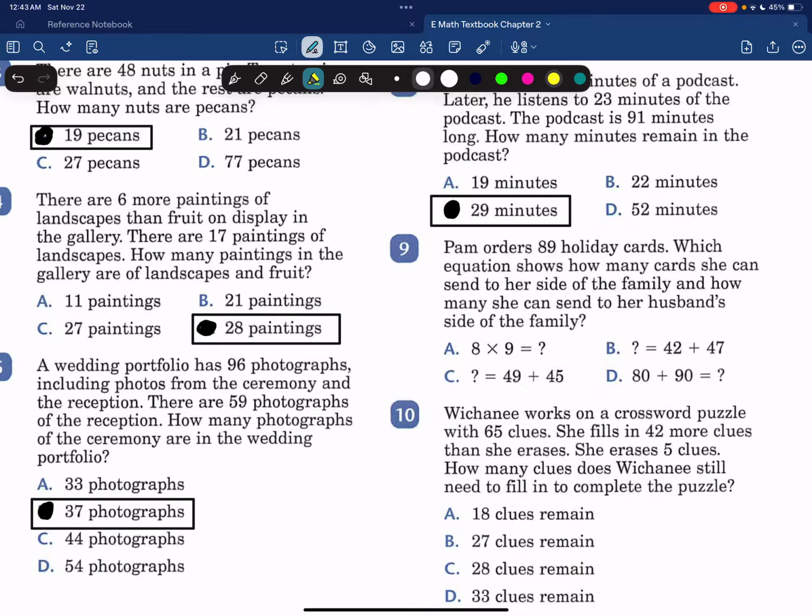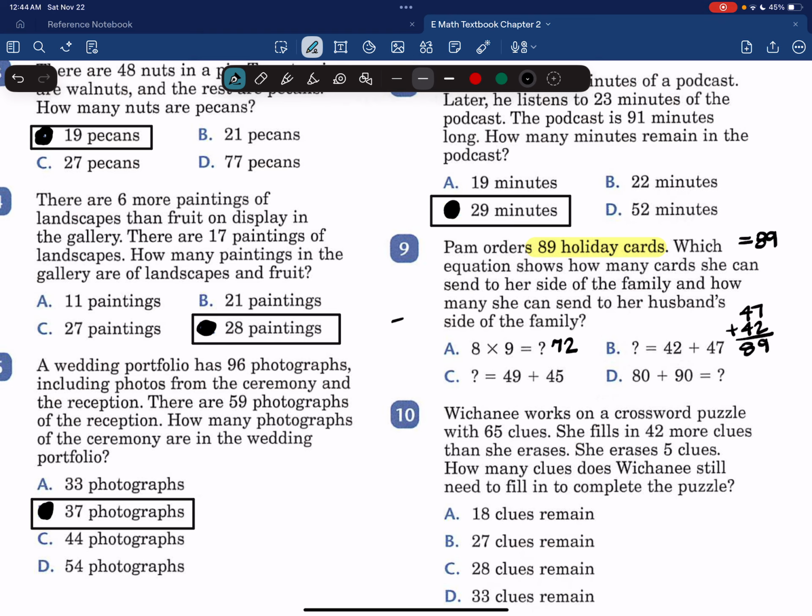All right. We know the total is 89. So whatever we come up with, it has to equal 89. Let's go at it that way. We're looking for something that equals 89. 8 times 9 is 72. So that's not our answer. 47 and 42. Let's try this one. That's 89, so that's a possibility.